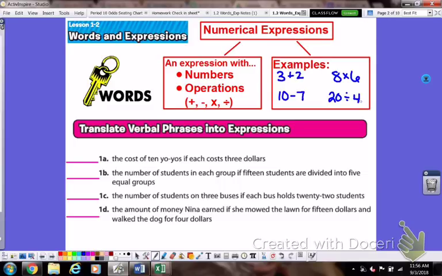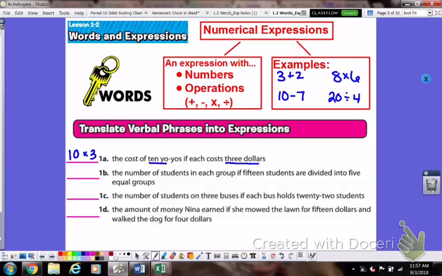Okay, now that we know what a numerical expression is, we want to work on translating verbal phrases into expressions. Our first one here, 1A: the cost of 10 yo-yos if each costs $3. So we have 10 yo-yos. They each cost $3. If you want to think about this, think about what I would do in order to find out my total cost. If I have 10 yo-yos, they each cost $3, we are going to multiply. So our numerical expression would be 10 times 3, or 3 times 10.